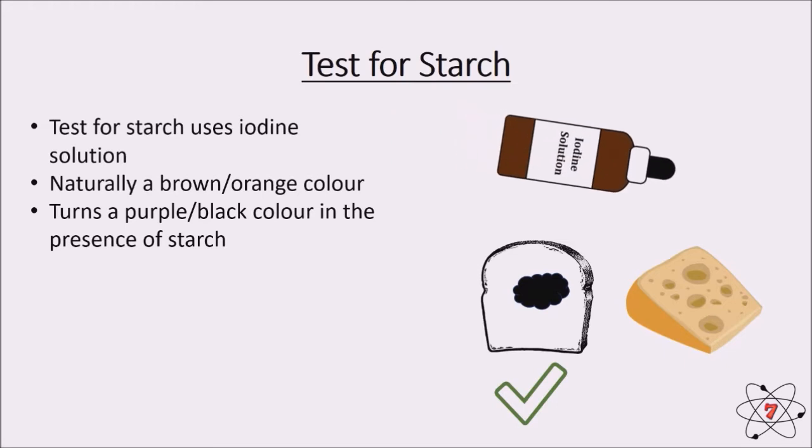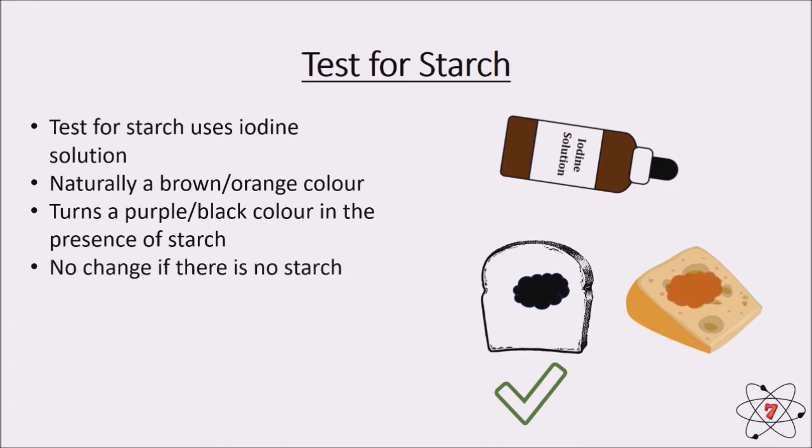But if we test food that does not contain any starch and we place iodine onto it, the iodine does not change. It remains orange or brown in colour. So, starch turns iodine from an orangey brown colour to a purpley black colour. The darker the iodine goes, the more starch is present. If there's no change in colour, then no starch is present.